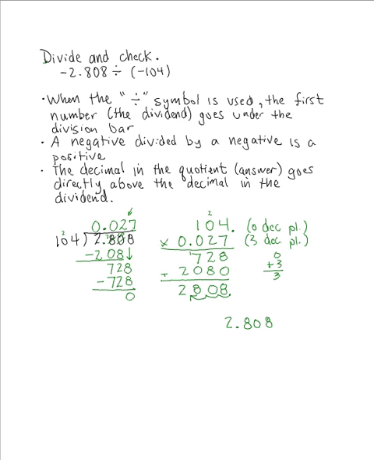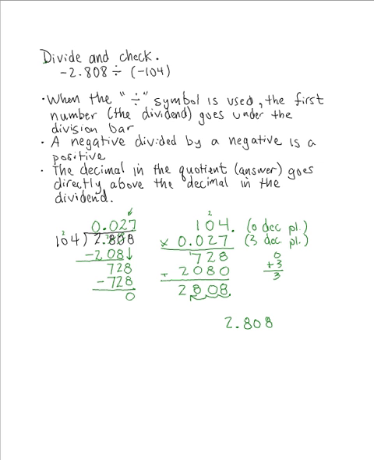Let's try another example. Okay, this problem says divide 1.976 divided by 0.16. There are 3 things that we want to know to be able to complete this problem. The first is that when the division symbol is used, the second number, which we call the divisor, is not allowed to have a decimal when we're using long division.